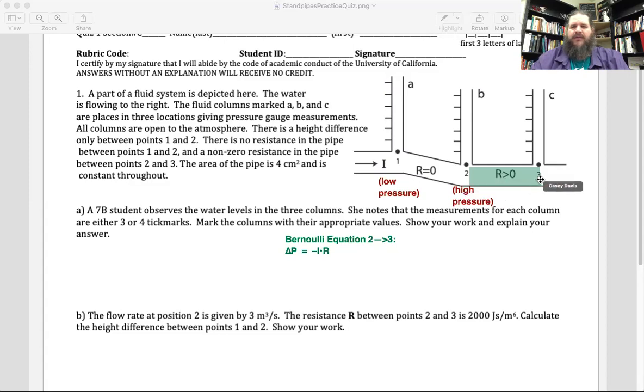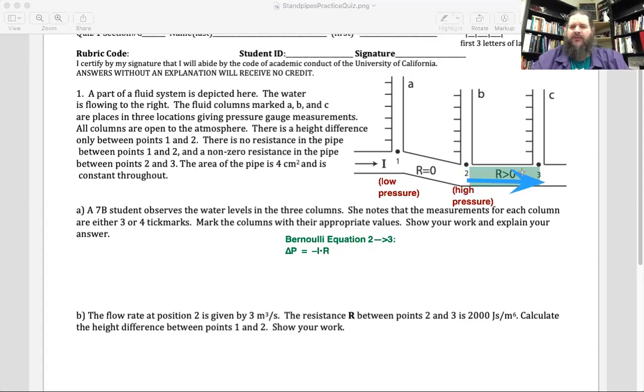Yeah, we've got a decrease in pressure. The whole idea of the negative sign attached to the IR is that there's a negative change in pressure. That is a decrease in pressure in the direction current is flowing, and it tells us the direction current's flowing here. Current is flowing from left to right.